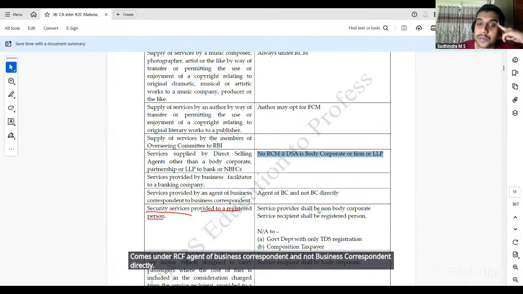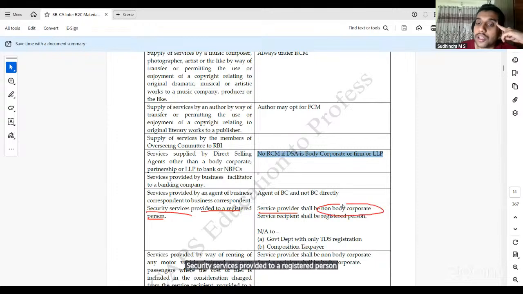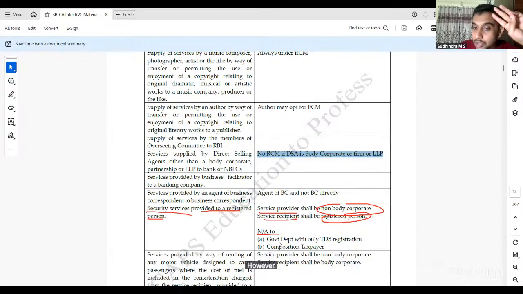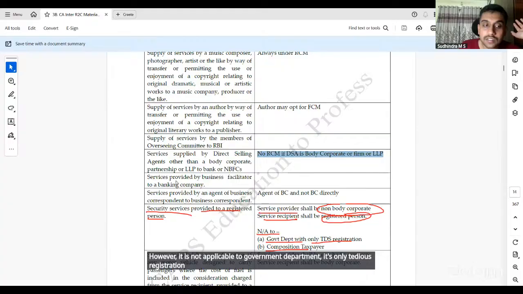Security services provided to a registered person. Service provider to be non-body corporate. Service recipient shall be a registered person. However, it is not applicable to a government department with only TDS registration, or a composition taxpayer.